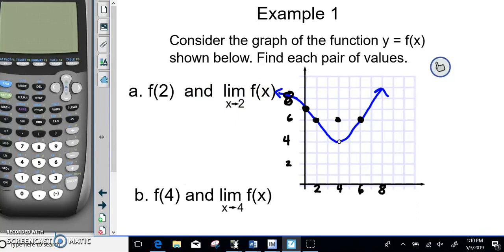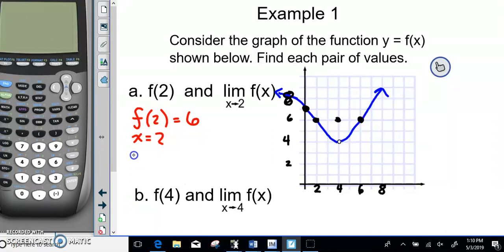All right, so for the first portion, f of 2, we said, okay, when x equals 2, what is your y value? So when x equals 2 right here, our y value on the graph is 6. So the point is (2, 6), which means f of 2 is 6.